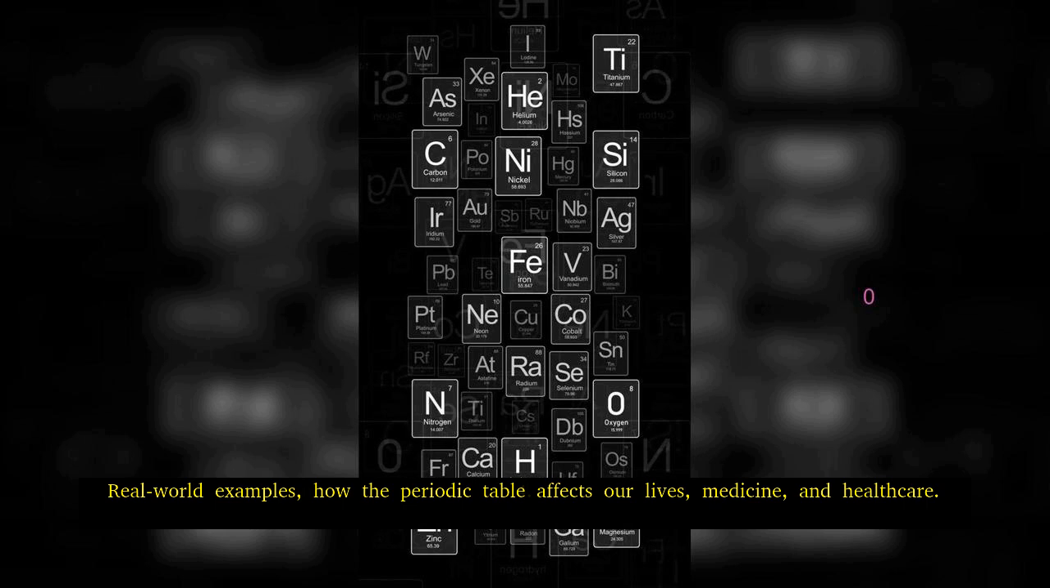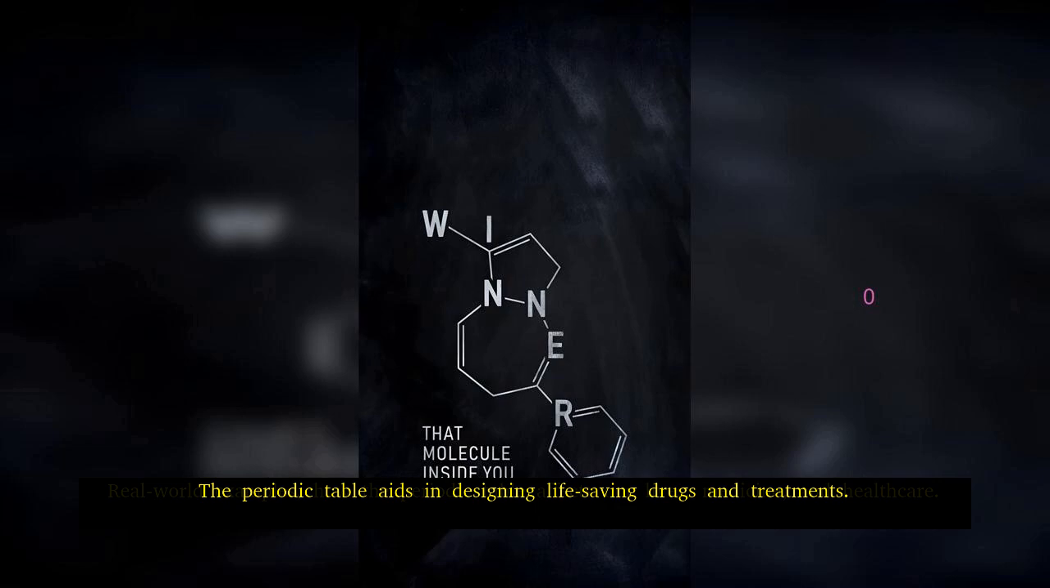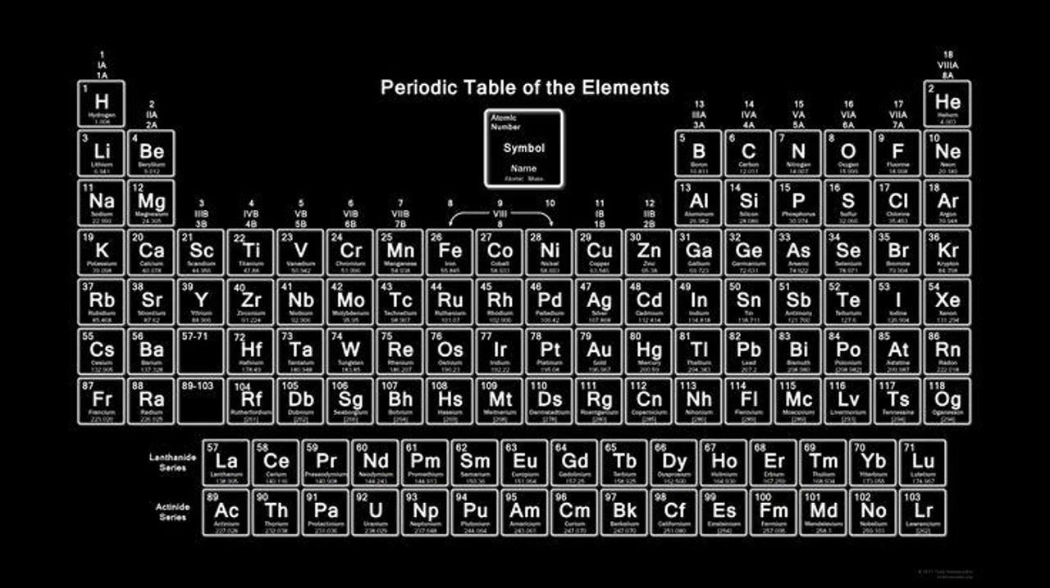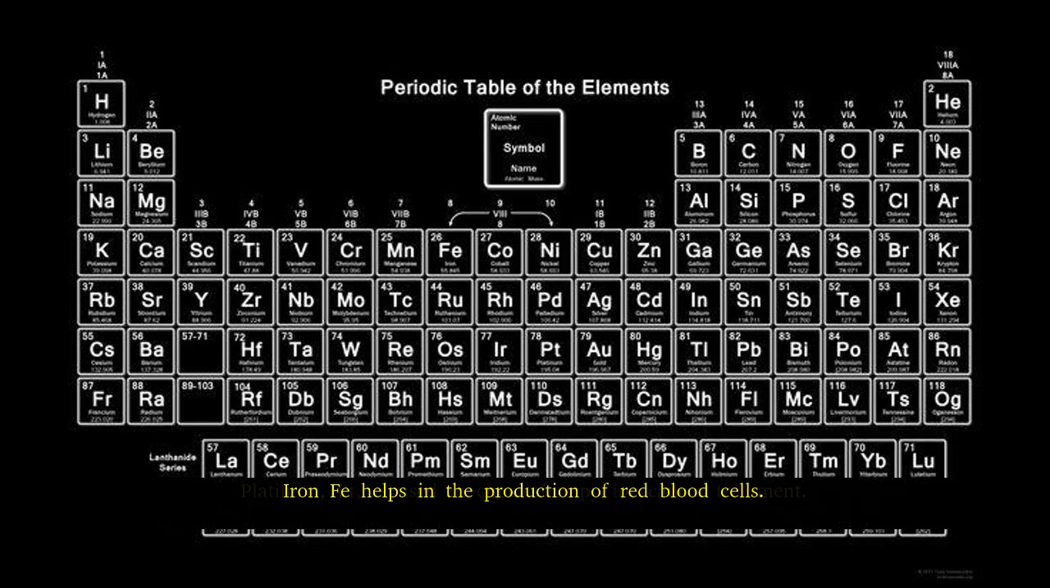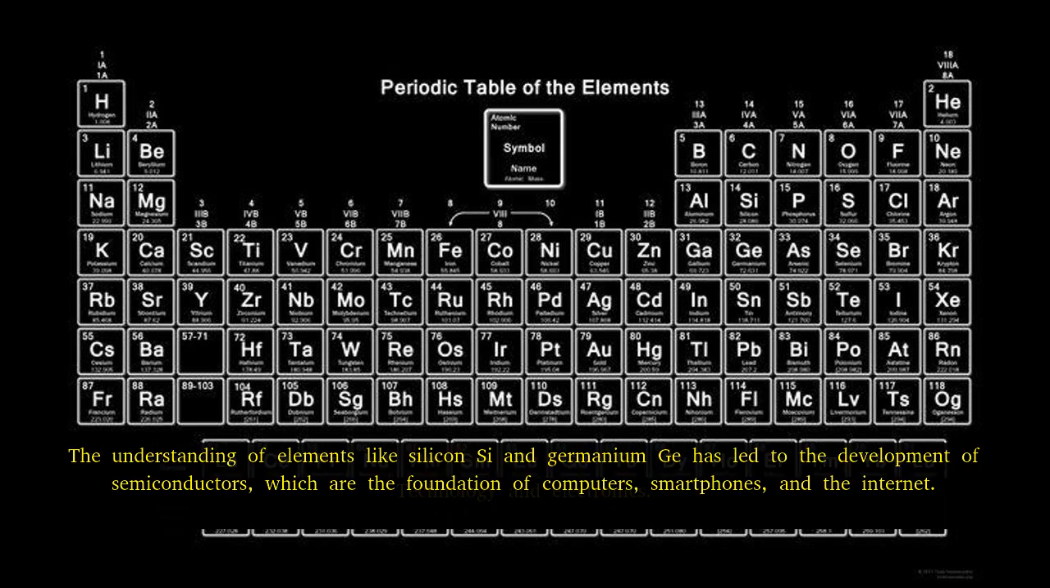4. Real-world examples: how the periodic table affects our lives. Medicine and healthcare: the periodic table aids in designing life-saving drugs and treatments. For example, iodine (I) is used in X-ray imaging and sterilization. Platinum (Pt) is used in chemotherapy for cancer treatment. Iron (Fe) helps in the production of red blood cells.